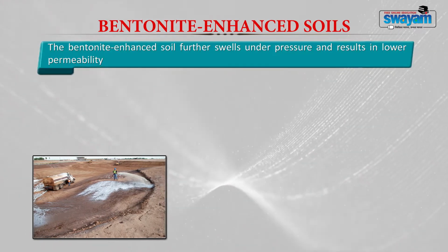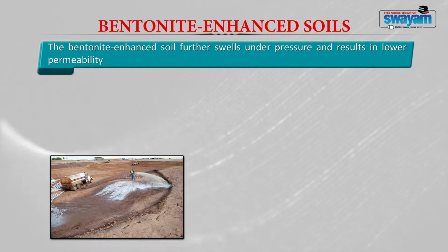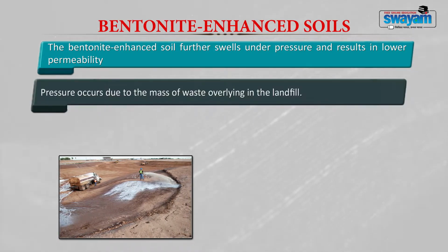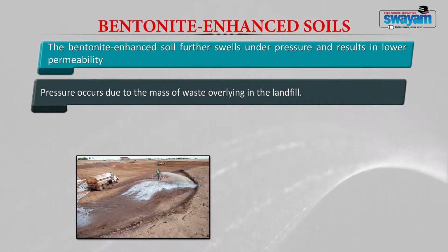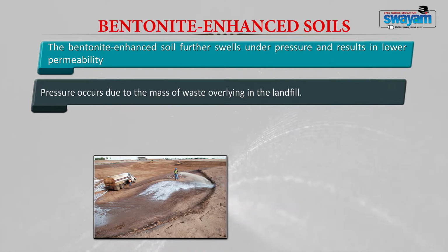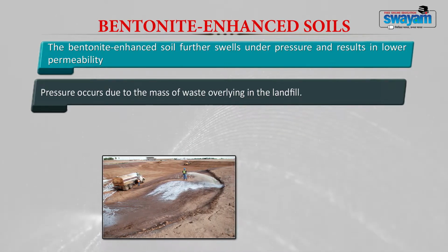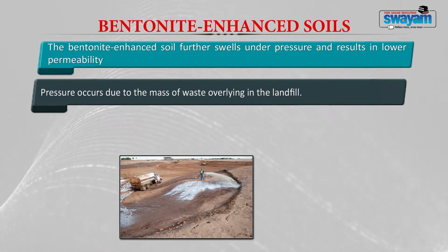Now, the bentonite enhanced soil further swells under pressure and results in lower permeability. How does the pressure actually occur? It is the pressure that is created by the overlying waste, as well as when the vehicles start moving over this mixture, further pressure is added, and as a result they swell and then they decrease the permeability of the material.